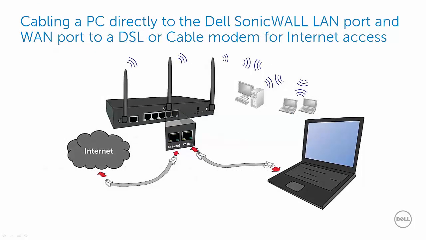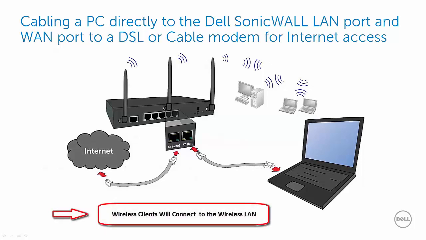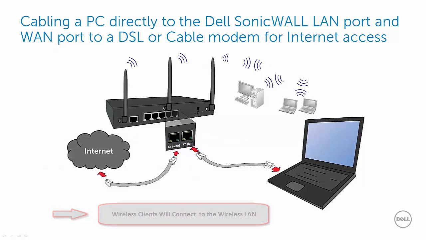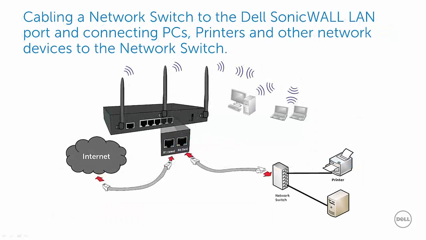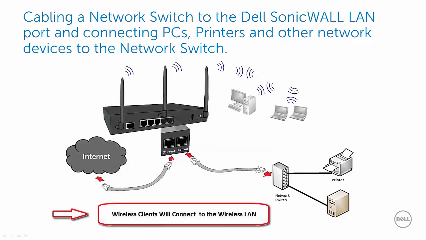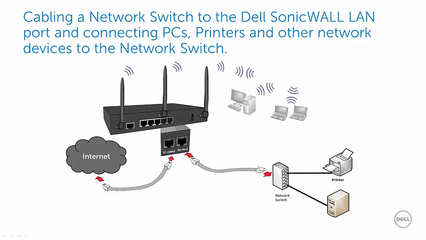In this scenario, the X0 or LAN port is connected directly to the PC, and the X1 or WAN port is connected to a DSL or cable modem for internet access. In this scenario, the X0 or LAN port is connected to a network switch. To the network switch, you may connect your PC, printer, game console, or other network devices. The X1 or WAN port is connected to a DSL or cable modem for internet access.